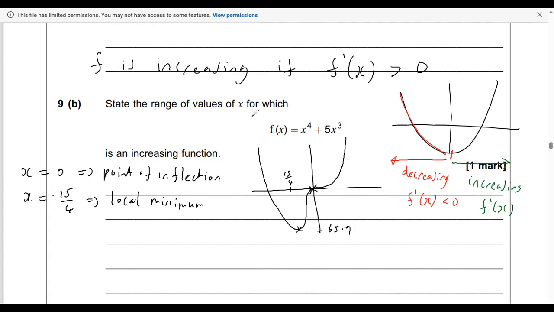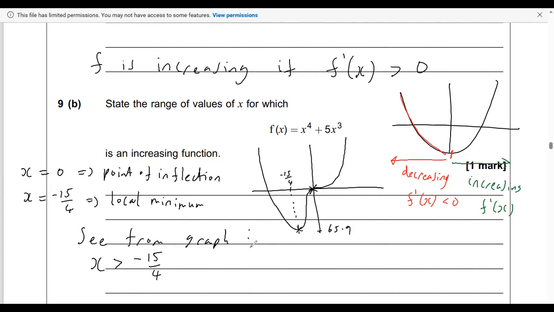So the question wants us to find the values of x for which this function is increasing. We could just read the graph and say, we can see from the graph that when x is bigger than minus 15 over 4, the curve is increasing. The gradient of the curve is always increasing when it's greater than minus 15 over 4. You've got this point x equals 0 where the gradient is 0.